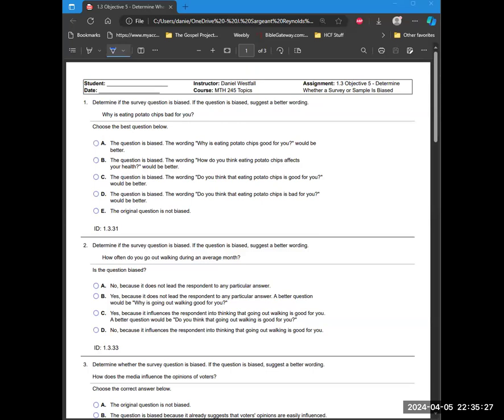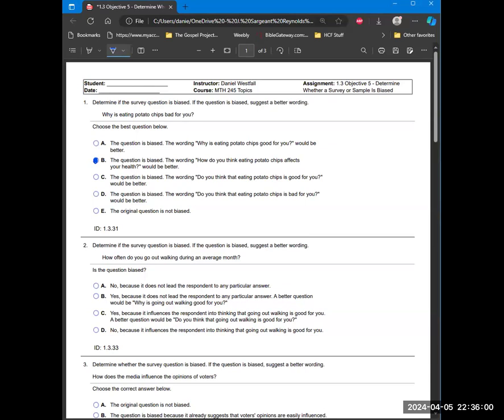So how would we be able to rephrase that? The question is biased. The wording, how do you think eating potato chips affects your health, would be better because it doesn't imply the response that they're already bad and do bad things. That's the way the question is phrased; you're meant to take that bias out of the question.